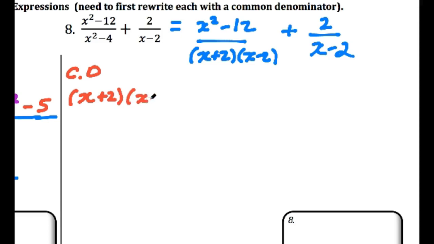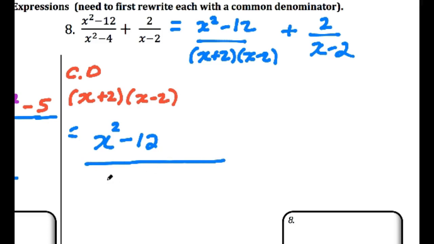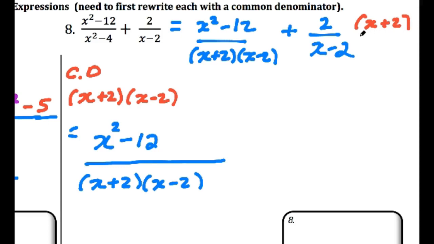What's really nice about the first fraction is that when we write this, you're doing nothing to it, because it has everything we need in the denominator for the common denominator. So I have x squared minus 12, all over x plus 2 times x minus 2. Now notice this second fraction is only missing the x plus 2. So the top and the bottom have to be multiplied by what the denominator is missing, which is x plus 2. So I'm going to have plus 2 times that x plus 2.